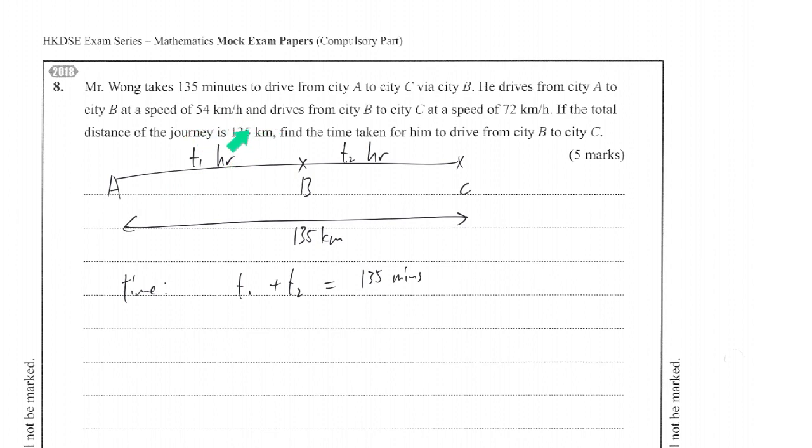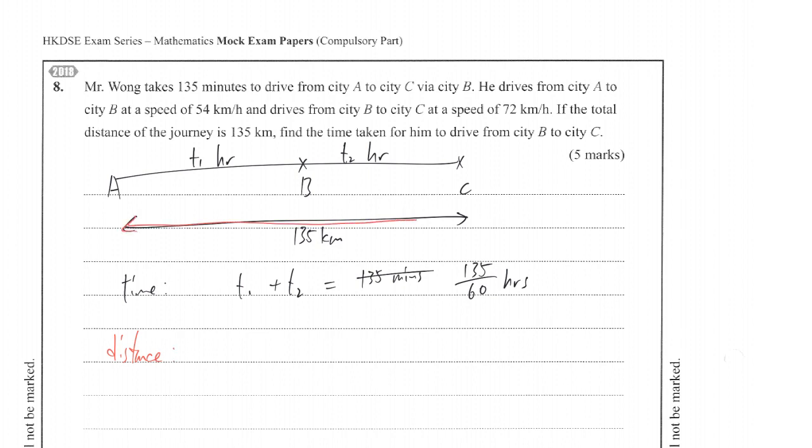It's for facilitate our calculation about the speed. So we have to change this one in terms of hour. We write 135 divided by 60 hours. We get the first equation. It's okay? So now the second criteria is about the distance.